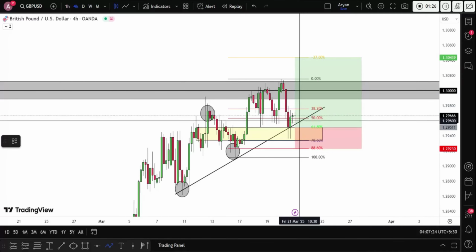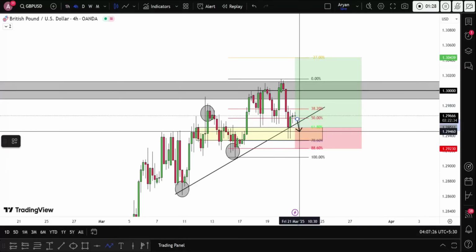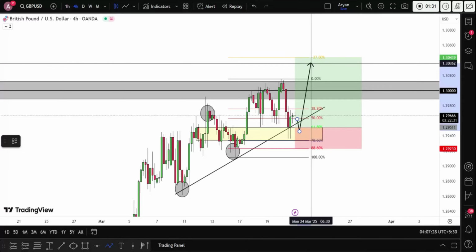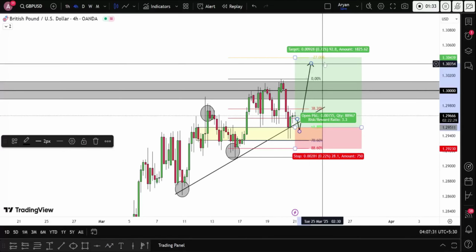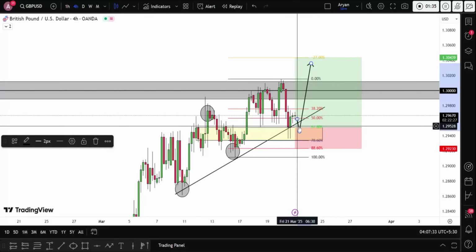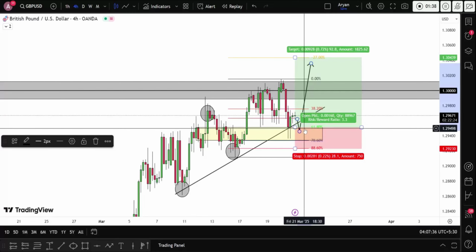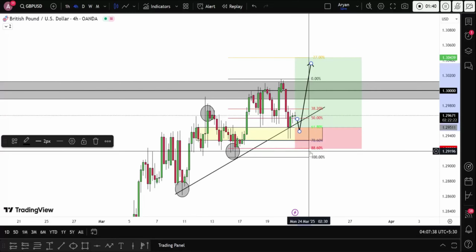Okay, see, we are waiting for the retest here and the target is 27, and we enter the trade here after some confirmation entry. My stop loss is 88% of Fibonacci.